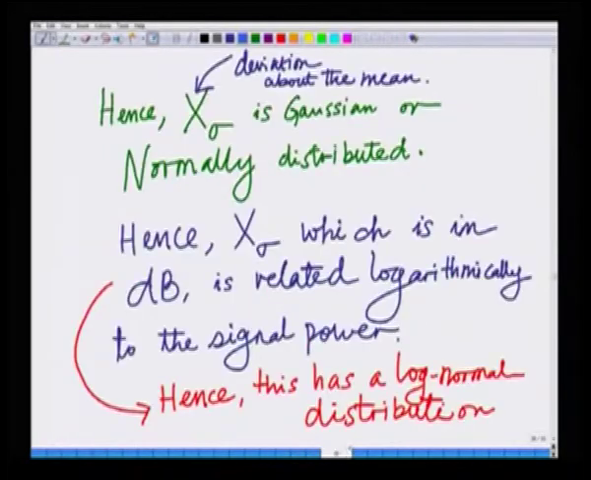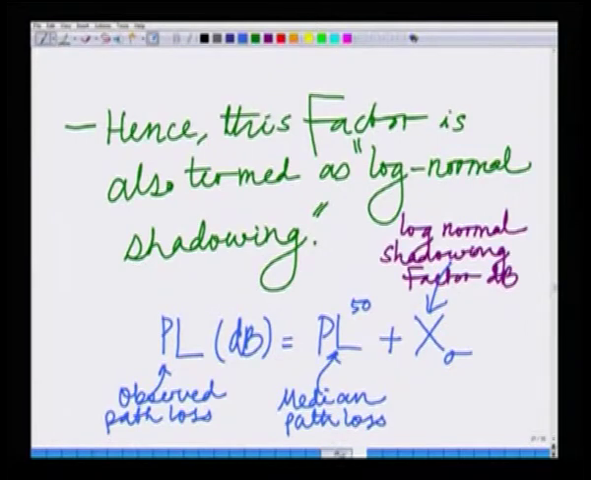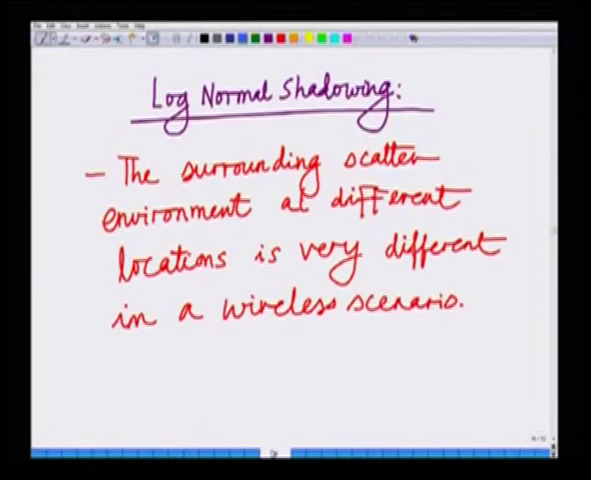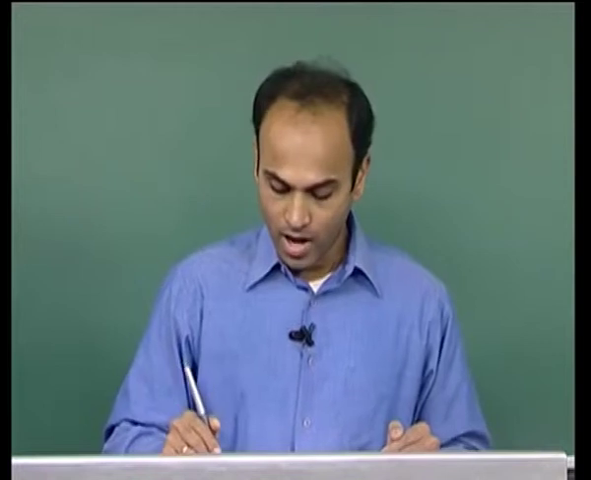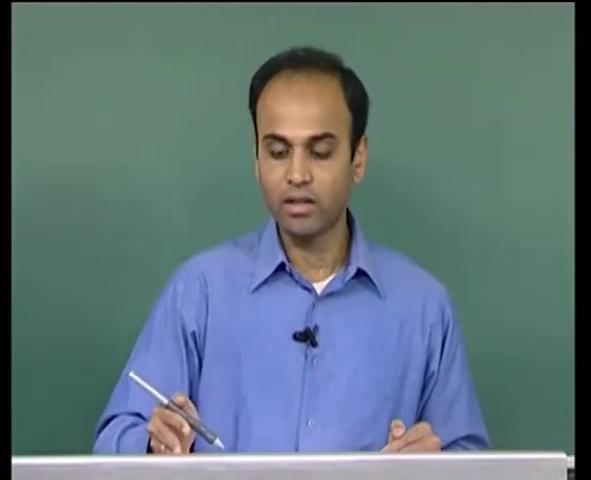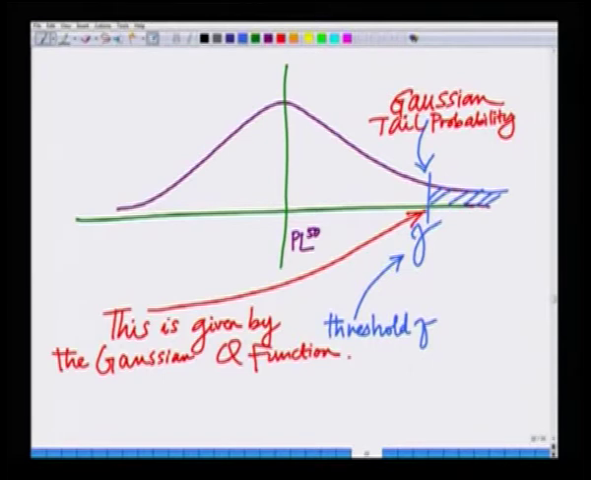In fact, we said that this log normal shadowing factor can be expressed as a Gaussian random variable with variance sigma square. It is log normal because this X sigma is in dB, hence the logarithm of the power is normal, hence this is a log normal random variable. And we also looked at the other important thing in this log normal fading. If I look at the distribution, it looks like a distribution with mean at the 50th percentile or the mean path loss and a random spread around this.